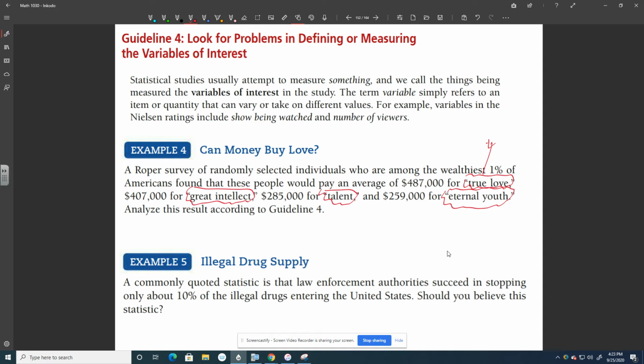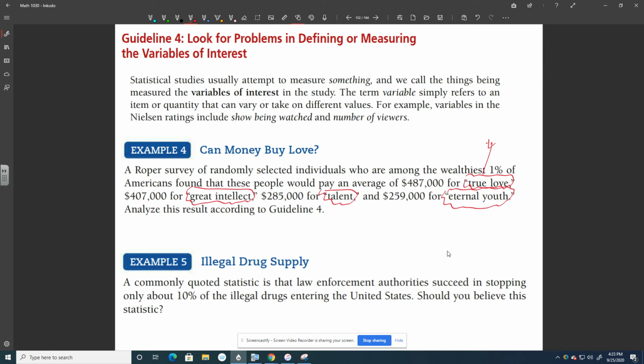Neither is great intellect. Great intellect. Okay, so you're really smart. Well, how do you measure being really smart? Or how do you measure a talent? You can balance an egg on your nose. Okay, that's a talent. But these are hard things to measure. So that might create some worries if you were trying to use the statistics for something important.